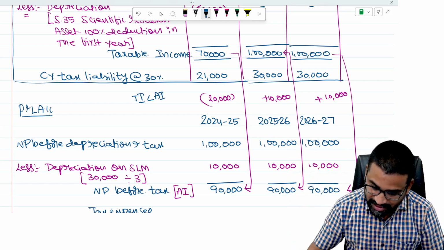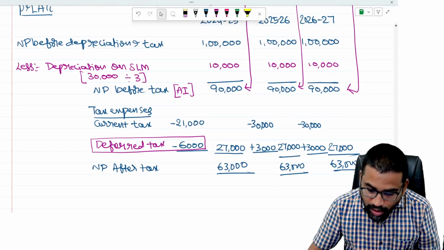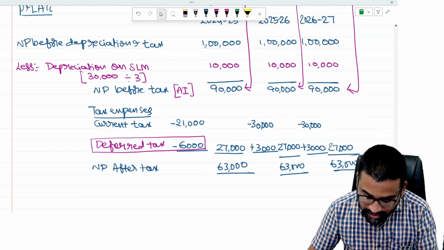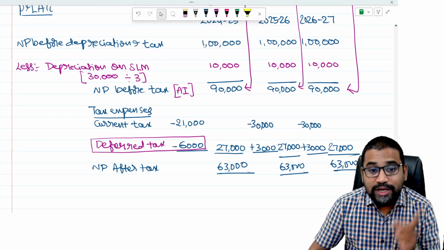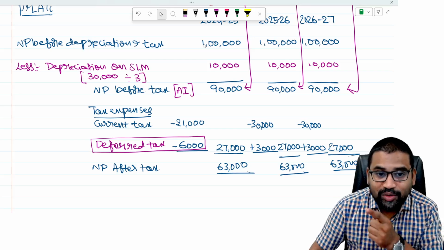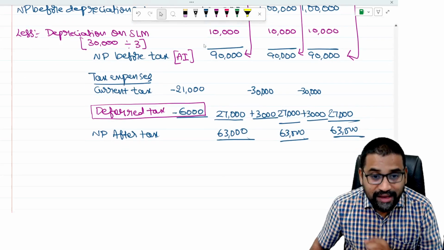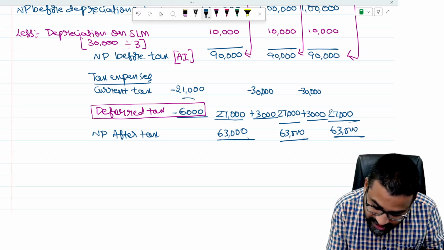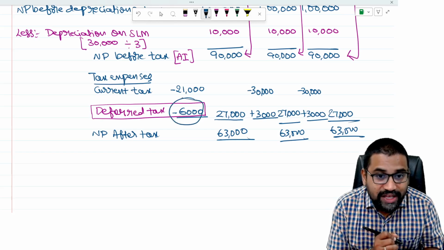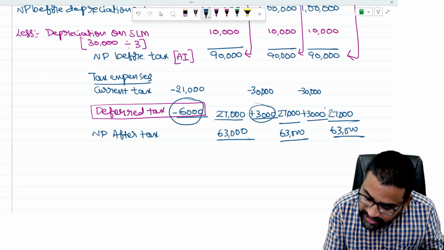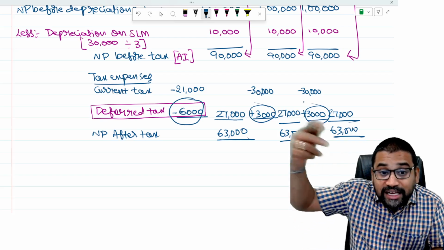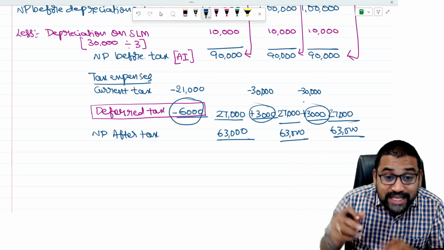So can you tell me what is my deferred tax liability in the first year? 6,000. What is my deferred tax liability in the second year? 3,000. What is my deferred tax liability in the third year? 0. Why? See, in the first year end I booked 6,000 deferred tax liability. In the second year 3,000 of that reverses. In the third year another 3,000 reverses. So by the end of the third year the balance in deferred tax liability is 0.